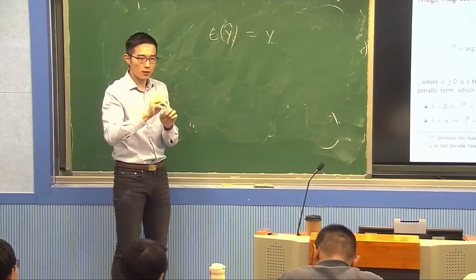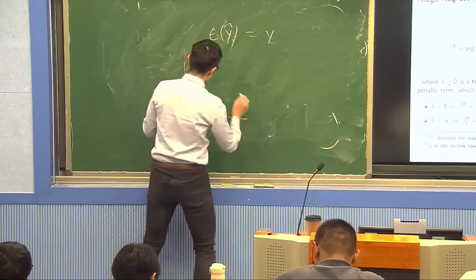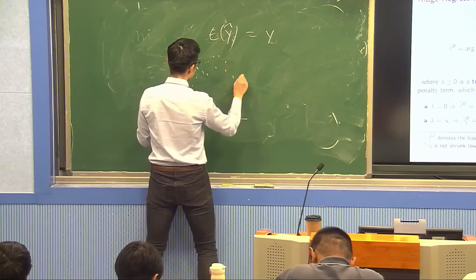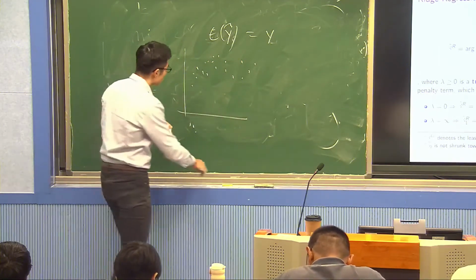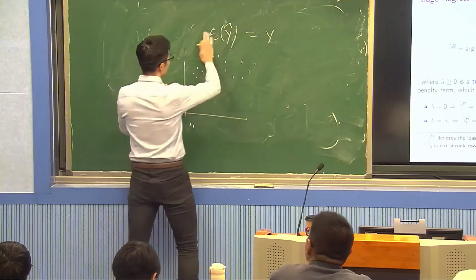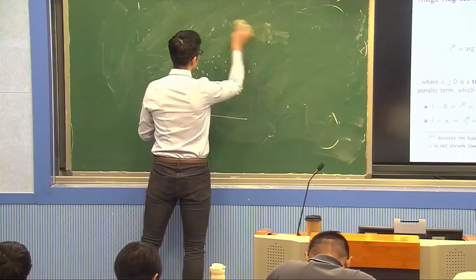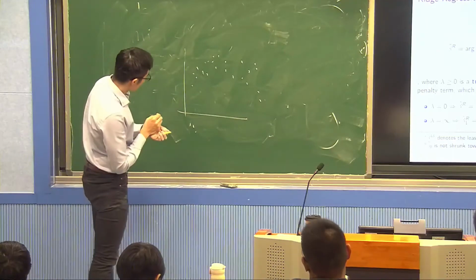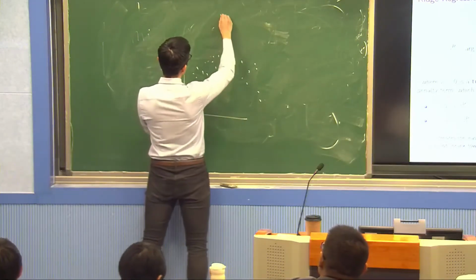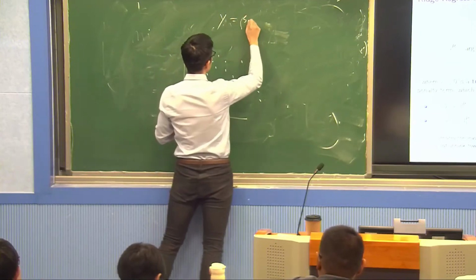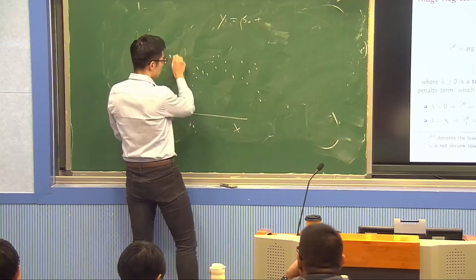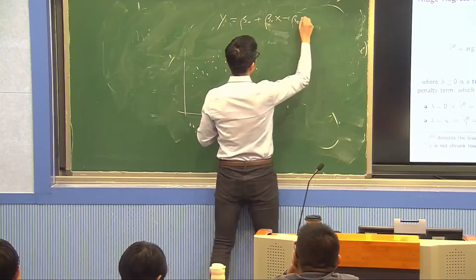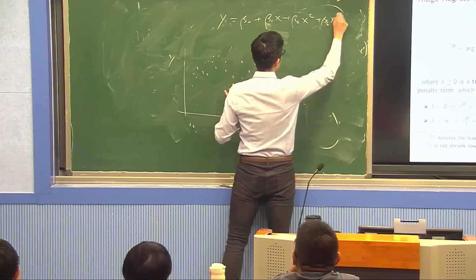One way to think about it is, suppose this is our data, a bunch of data like this. Let's try to fit a model of y equal to beta 0. Now I only have a one-dimensional x, but I'm going to have a polynomial model: beta 1 x plus beta 2 x squared plus beta 3 x to the third.